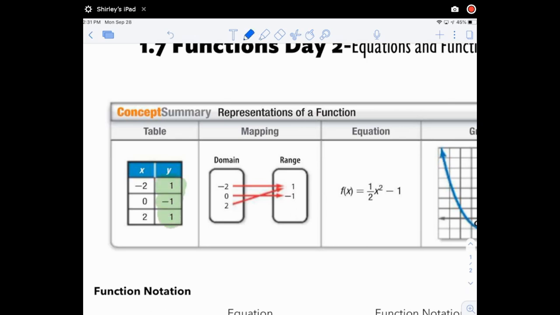So if you want to make a little note, in order to be a function, if you're looking at a table, no repeat numbers in the y column.